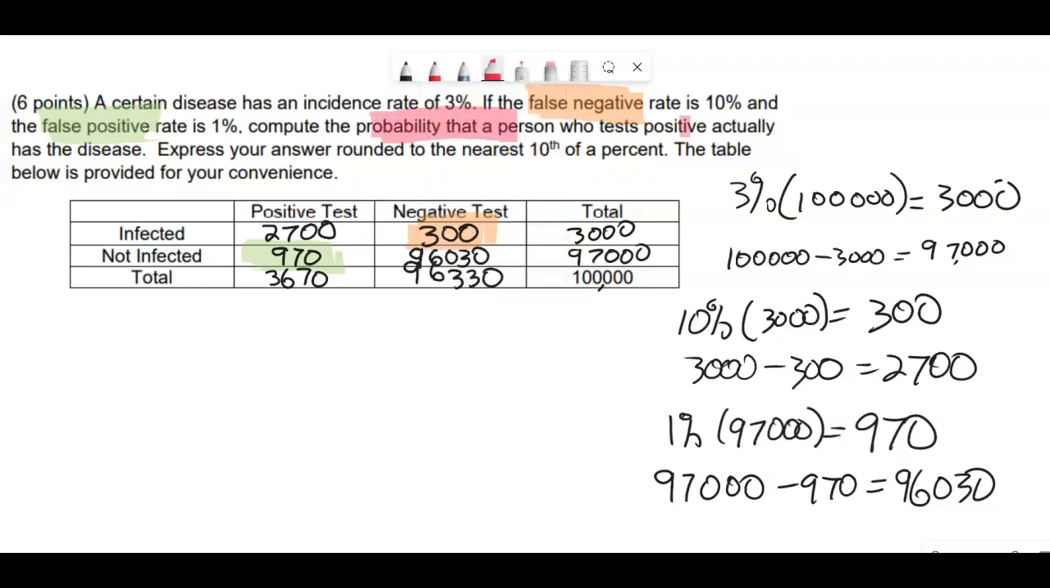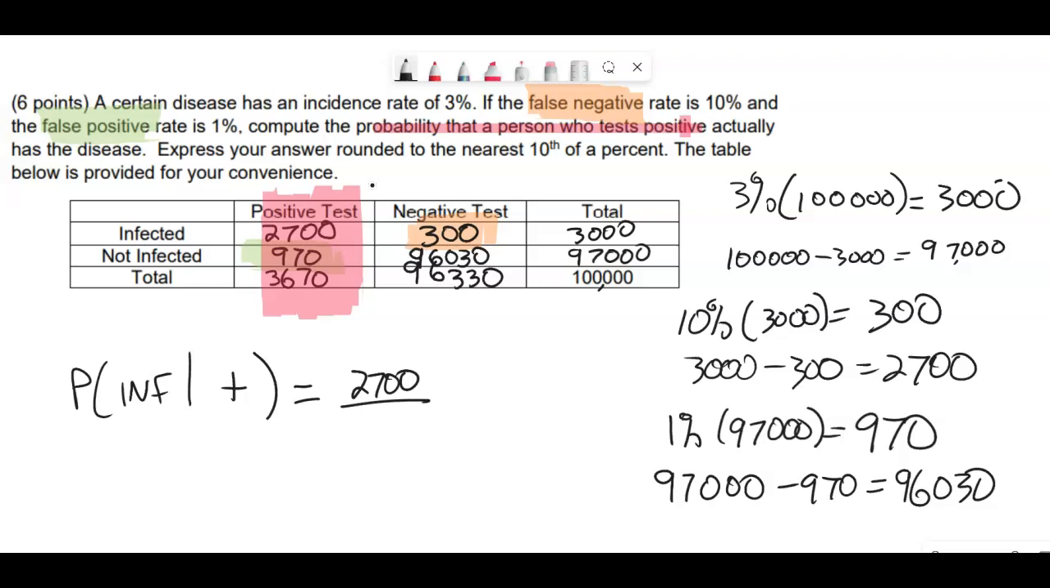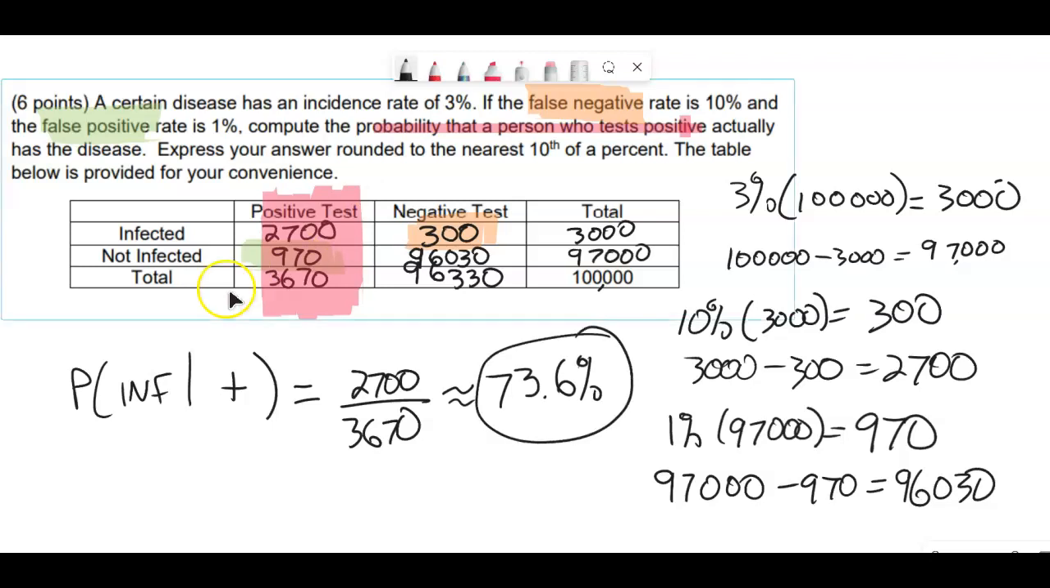The probability that a person who tests positive, so we're talking about the positive test people, actually has the disease. So this is the probability of being infected, actually has the disease, given that they got a positive test result. If we look just in this highlighted column, the infection rate is 2,700 people out of the total 3,670. And this approximates to 73.6%. This is rounded to the nearest tenth of a percent. All right, I hope this helps.